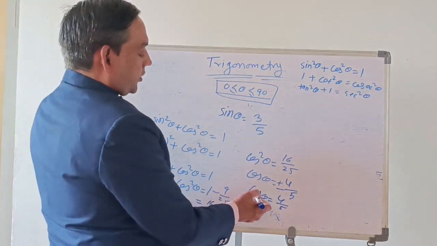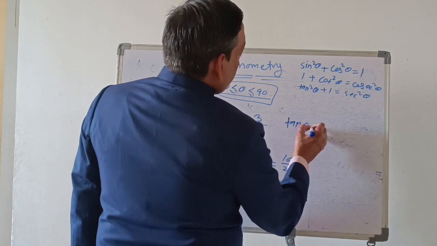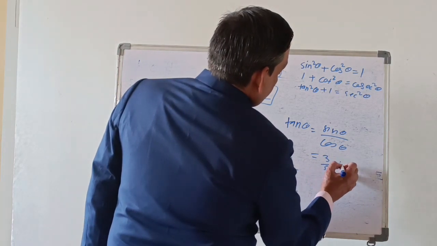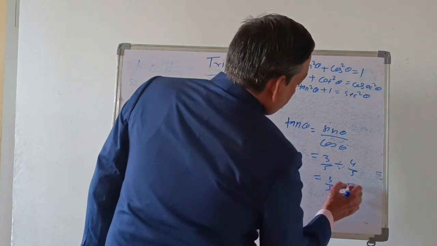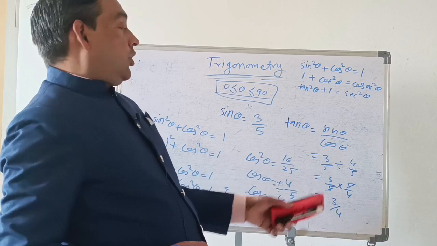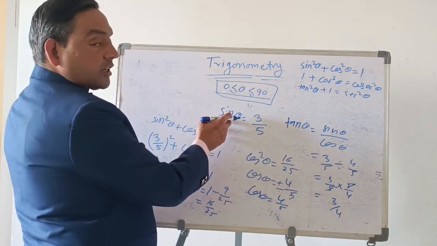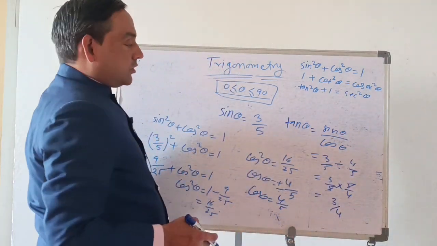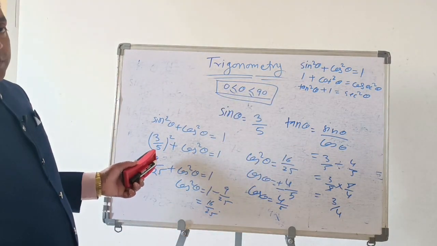Okay, so now once you get the cos value 4 upon 5, we have the sin value and the cos value. Tan theta is equal to sin theta upon cos theta, so it is 3 upon 5 divided by 4 upon 5, which is 3 upon 5 into 5 upon 4, so this gets cancelled and becomes 3 upon 4. You can find it by using tan theta is sin upon cos. So now we have the sin value, the cos value and the tan value. The other three: sin's reciprocal is cosec, cos's reciprocal is sec, and tan's reciprocal is cot. So we can find them by using these identities, or by using the triangular method.